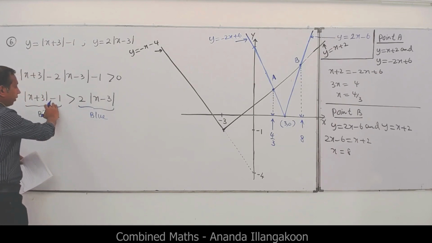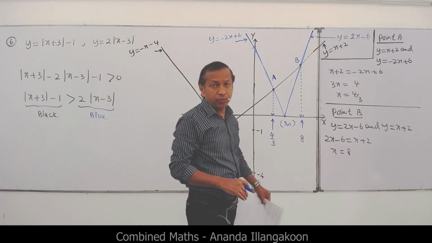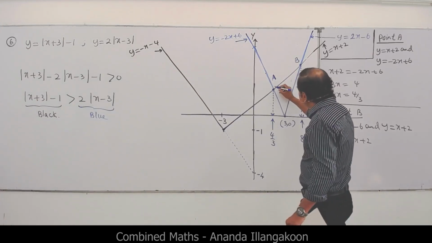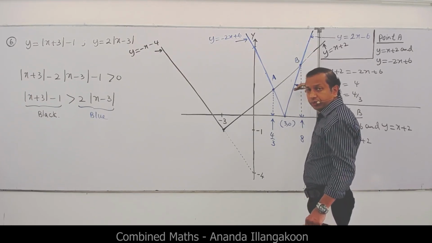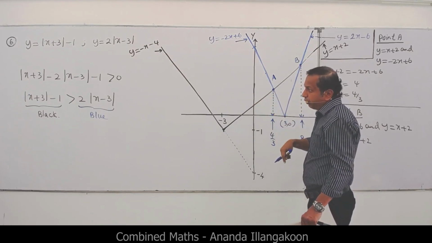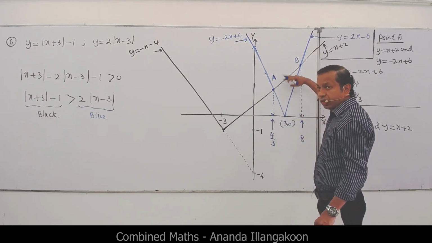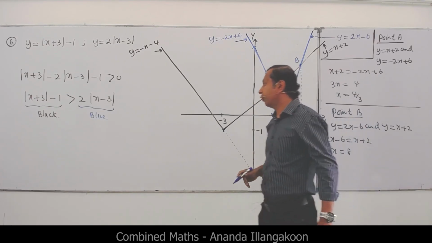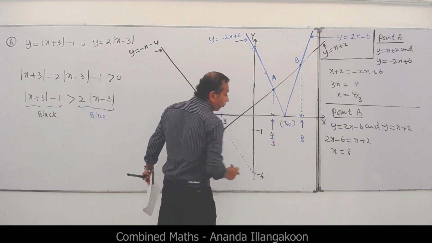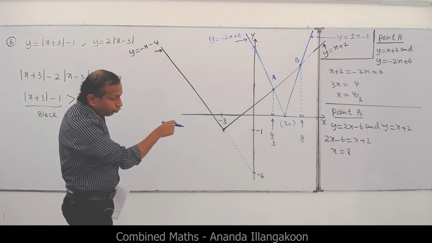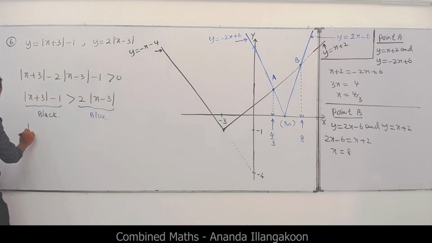Now the black graph should be above the blue one. You can see here, in between A and B only, the black one is above the blue one. Then the solution of that inequality is going to be between the two x values. Between these two x values only, the black one is above the blue one. So the solution for this is what? x less than 8 and greater than 4 by 3. 8 and 4 by 3 we can't take because here we don't have an equal sign.